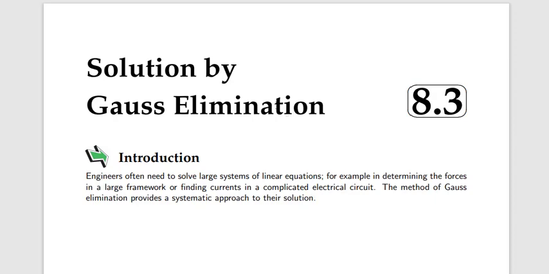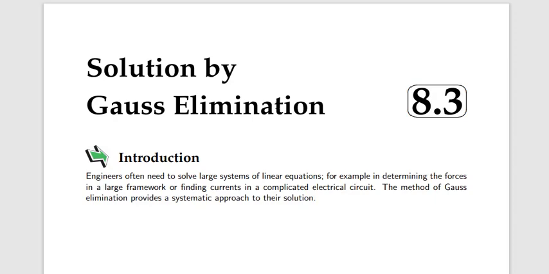In the last two lectures we have discussed matrices, different types of matrices, and their addition, subtraction, and also multiplication with a scalar and multiplication of two different matrices.